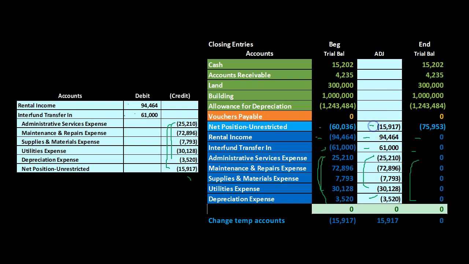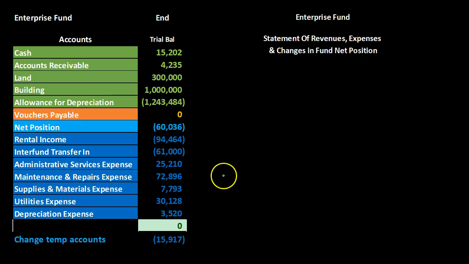We increased it because in essence we have an increase, kind of like net income as opposed to a loss, increasing the net position to $75,953. This then being our post-closing trial balance on this side. Assets minus liabilities. We don't have any liabilities, therefore the assets are equaling what would be similar to the equity or net position. Now we're going to go through the financial statements, looking at the statement of revenues, expenses, and changes in fund net position, in essence, the income statement like account.